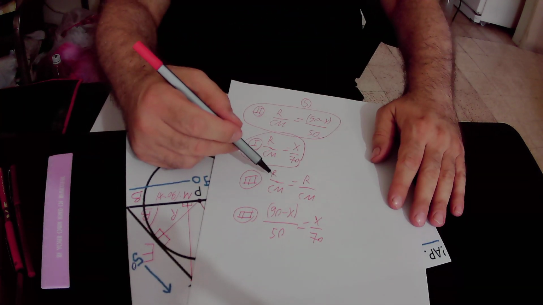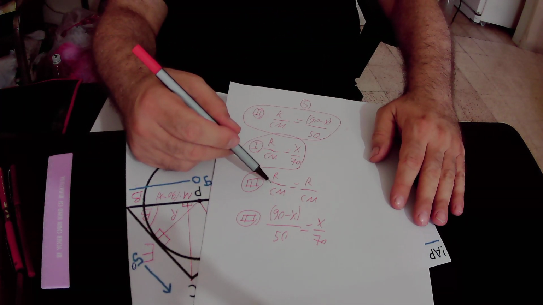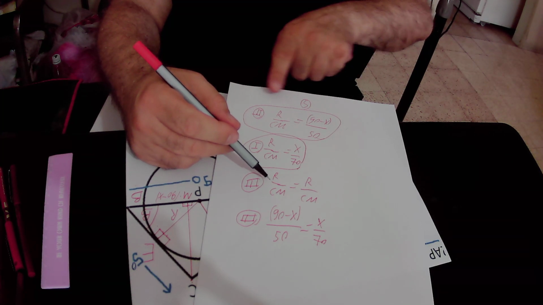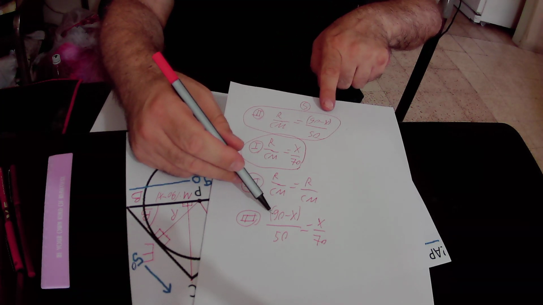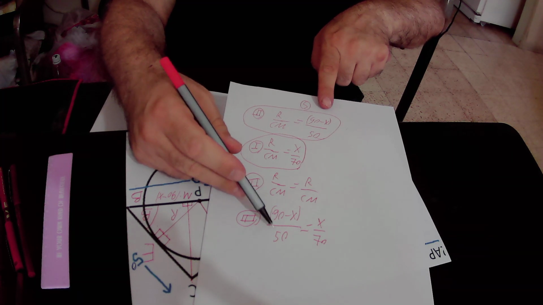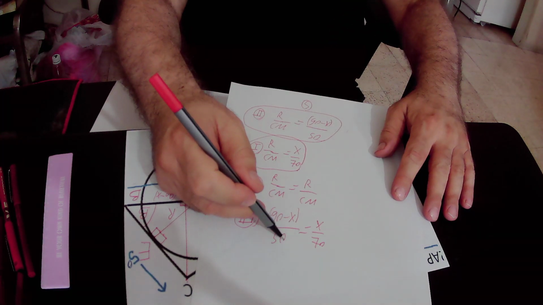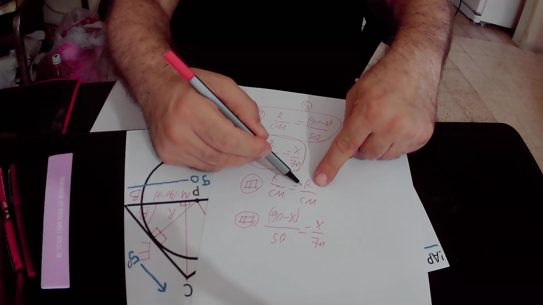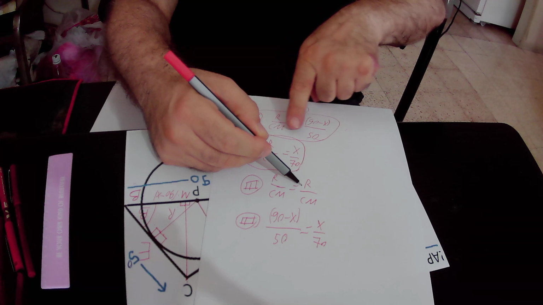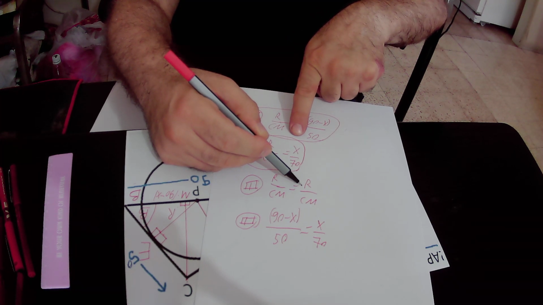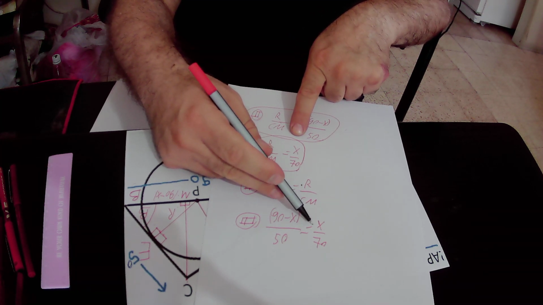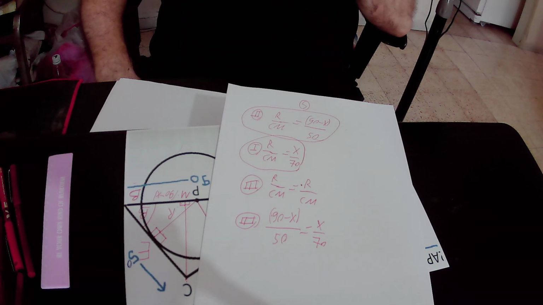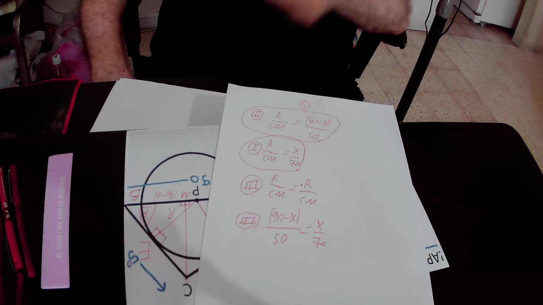Again, we substituted R over Cm by the value of R over Cm in the second equation, that is to say (90 minus 6) over 50, and we substituted R over Cm in this side of the equation by the value of R over Cm in the first equation, that is to say x over 70. Okay.